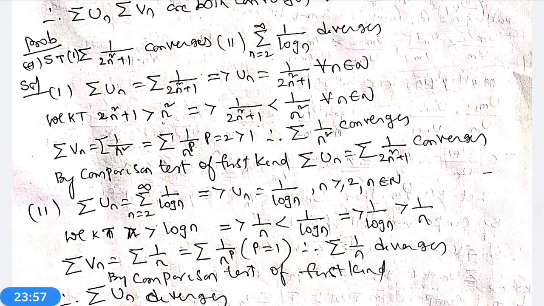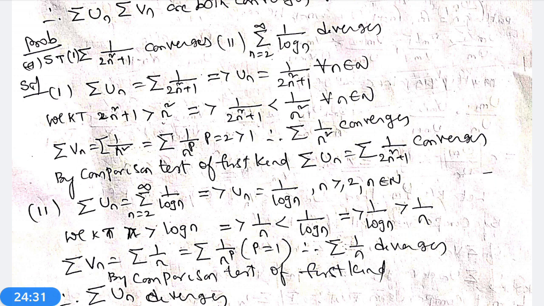Next, now we go to solve the problems. Now we go to solve the first problem. Show that sigma 1 by 2n square plus 1 converges. Second problem, sigma 1 by log n diverges. First problem, sigma 1 by 2n square plus 1 converges.